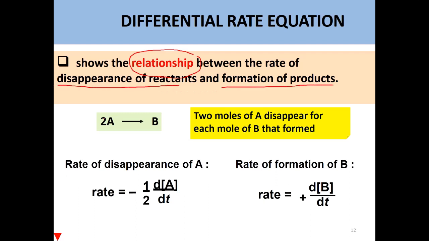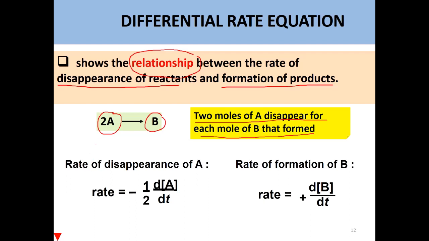Let's say we have this kind of reaction: 2A produces 1B. That means 2 moles of A will produce 1 mole of B. Otherwise, we can say that 2 moles of A disappear for each mole of B that forms.